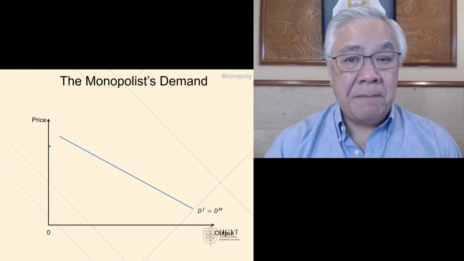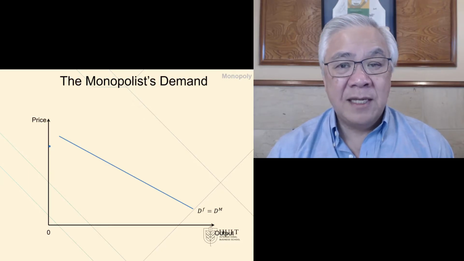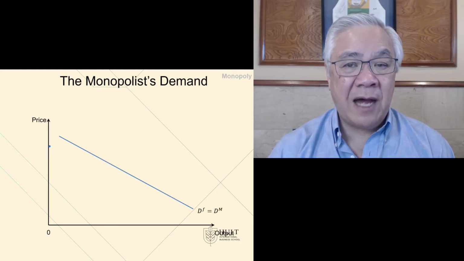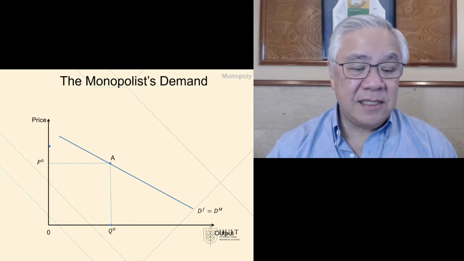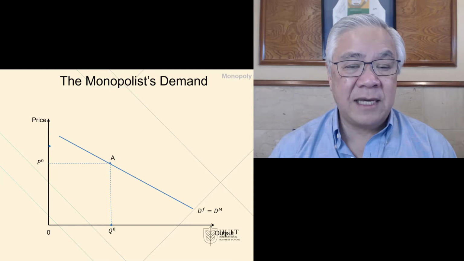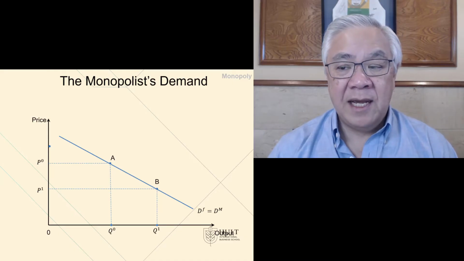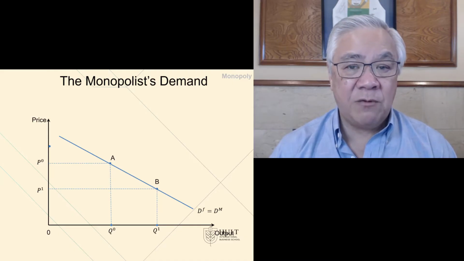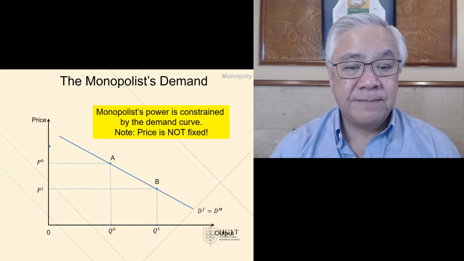Now we see that the monopolist demand curve is a downward sloping curve because they can choose high volumes and therefore have a low price. They can choose low volumes and have a high price. It's their choice because they're the only supplier. In this case, the price of 0 represents a Q of 0, and that's at point A. If they choose to go to point B, their price would drop, but their quantity would increase. And they have no constraints. They can go anywhere along this demand curve, and therefore the price is not fixed.